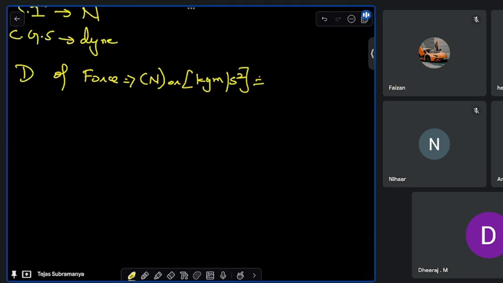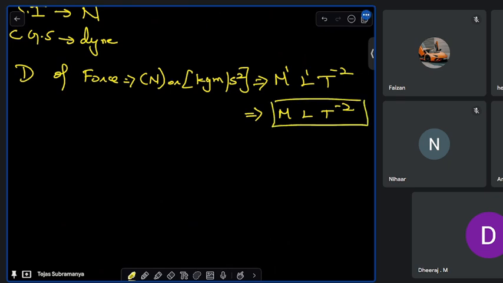I'll write the dimension for this. It will be M, L, T. Kg is mass, meaning M1, L1, T minus 2. This you wrote. Fine. And there is one more thing. In your colleges, they write it as M L T to the power minus 2. Even that is correct, because the power 1 need not be specified. So instead of writing 1, they just leave it as M and L. It's completely fine. Absolutely zero mistakes.